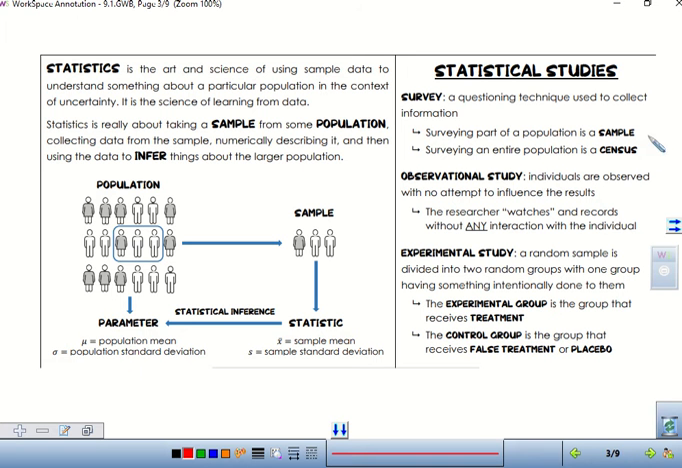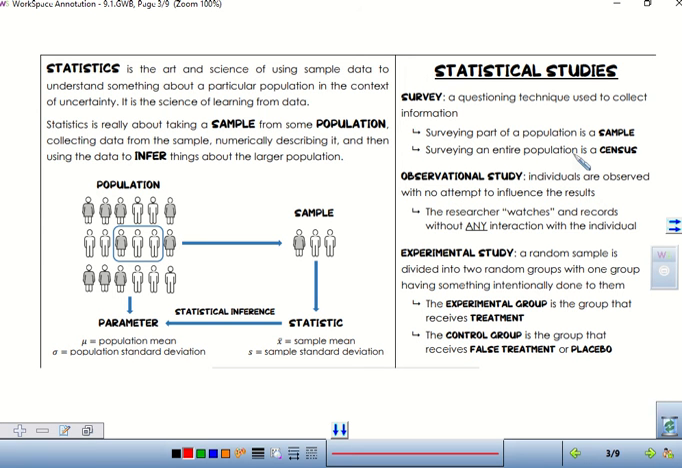So, there are several types of statistical studies that we use, and there are three distinct types that you have to know the vocabulary of to be able to determine which. A survey is a questioning technique used to collect information. Surveying a part of the population is called a sample, and surveying an entire population is called the census. So, basically a census, like in the most simple form, is like when they have people come and you have to say how many people live in your household and their ages. Okay, that's what a census is.